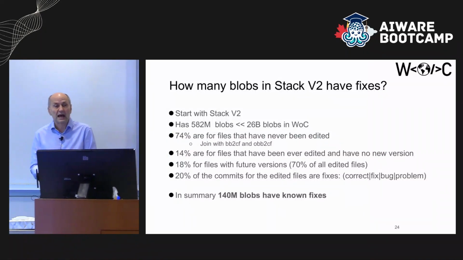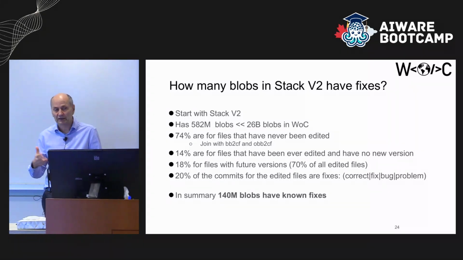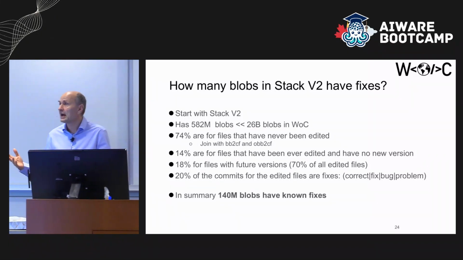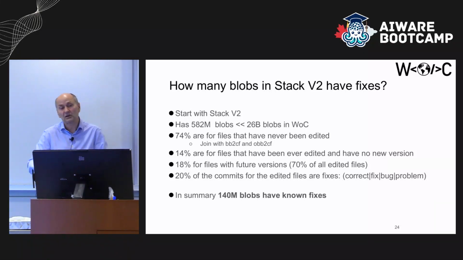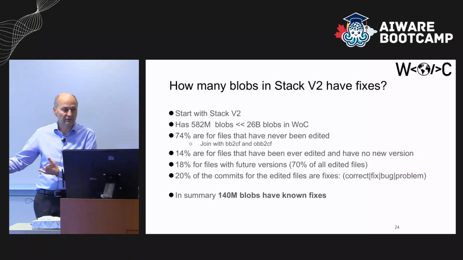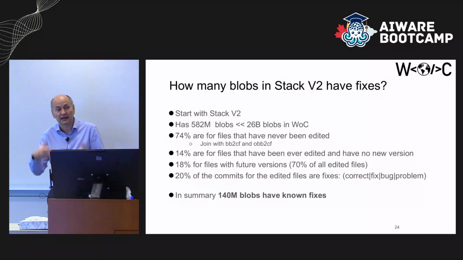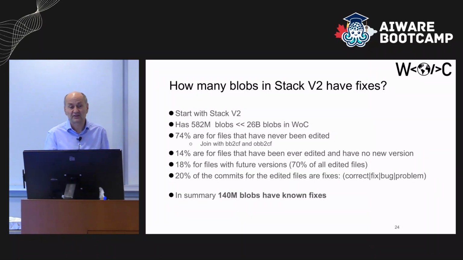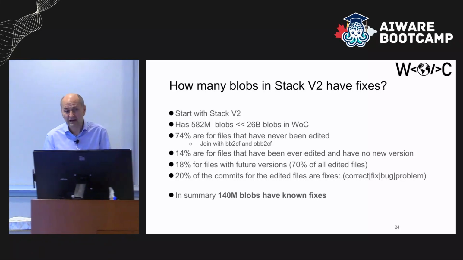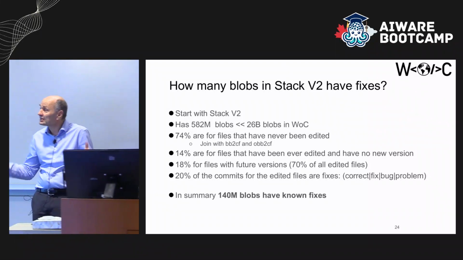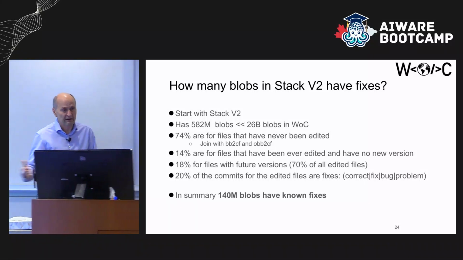So when we do that, let's start from Stack V2. I didn't need to download Stack V2 because all I needed to have is the SHA-1s of the blobs that were changed. All the blobs, of course, were already in World of Code. So it turns out that despite having 67 terabytes of data, this is only slightly more than 500 million blobs, right? So 500 million blobs is a tiny amount as compared to the 26 billion blobs that are available, right?